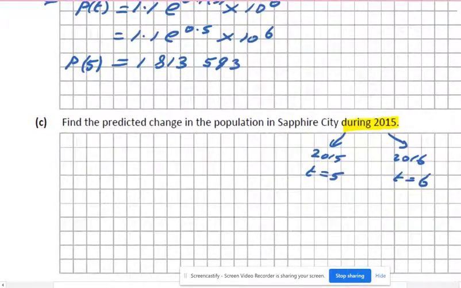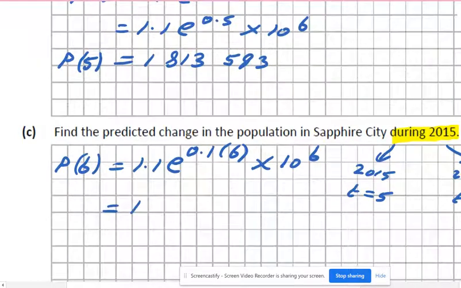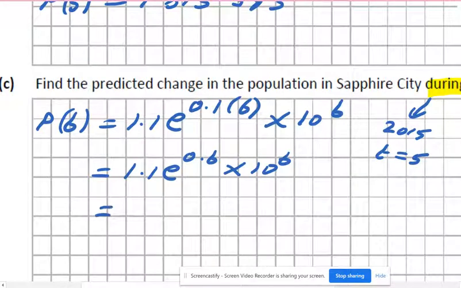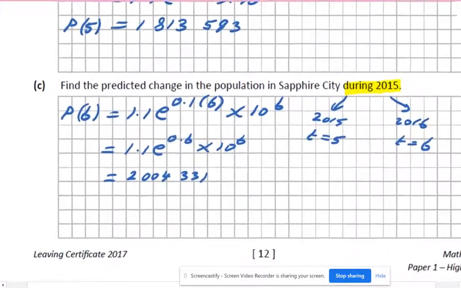So let's do that. So population after 6 years is given by the same equation again, just put in 6. So it's 1.1 times e to the power of 0.1 times 6, times 10 to the power of 6. So that's 1.1 times e to the power of 0.6, times 10 to the power of 6. And if you work that out on the calculator again, you get 2,004,331. So after 6 years, the city's population has surpassed for the first time the 2 million mark.